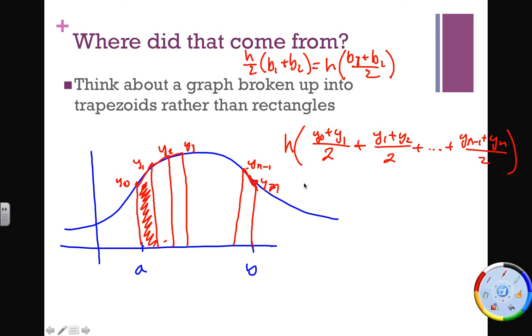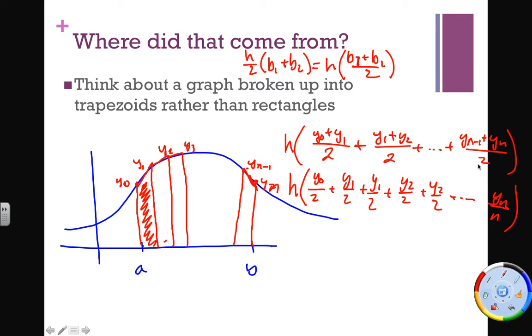Now here's what's interesting. If you were to split these fractions up, this would be y sub 0 over 2 plus y sub 1 over 2 plus y sub 1 over 2. Well, that's pretty interesting. Plus y sub 2 over 2 plus y sub 2 over 2. And this continues all the way down to the last one. And the last one here, you would end up with just a y sub n over 2. Notice that this n minus 1 would be paired up with another n minus 1.